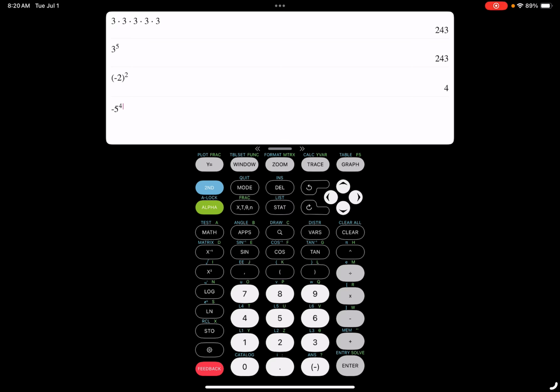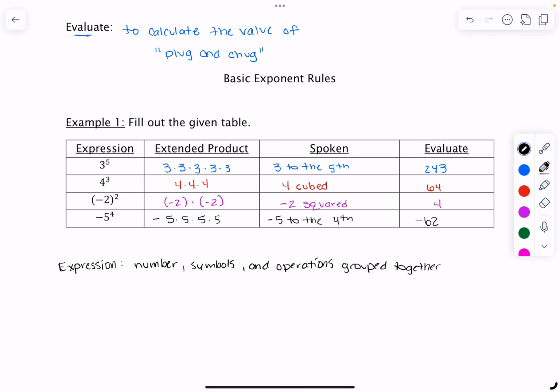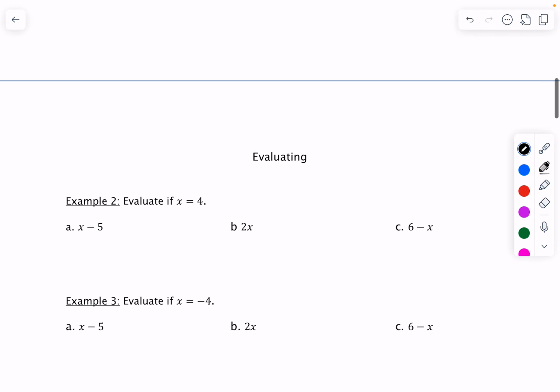And notice how each of these looks exactly like it is on the paper. I didn't add parentheses in where there weren't any. I didn't put a parenthesis -5. I just left it. So I get -625. Okay. So that's a very simple overview of how we work with some exponents and some vocabulary revolving around exponents. Okay. Let's move on to evaluating.